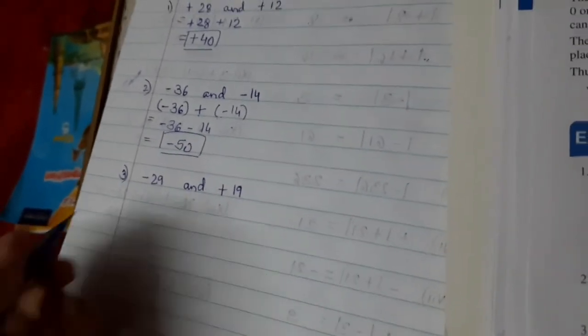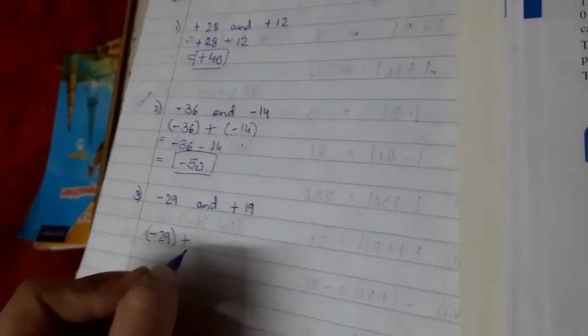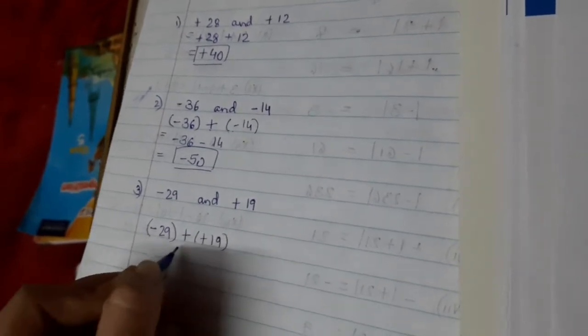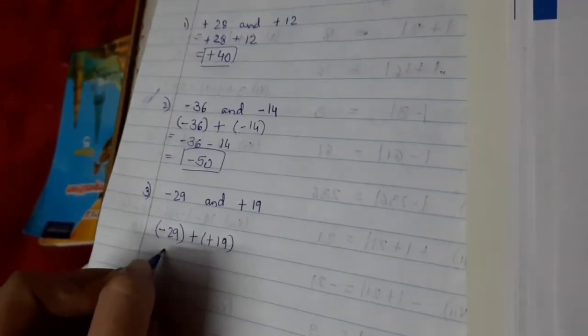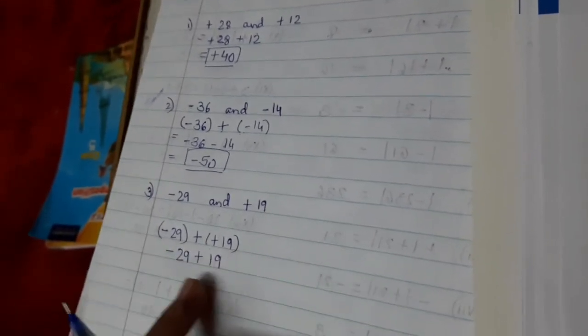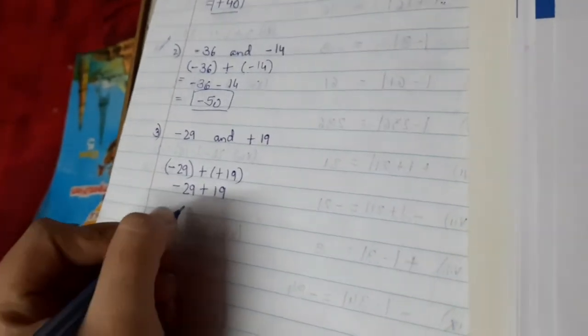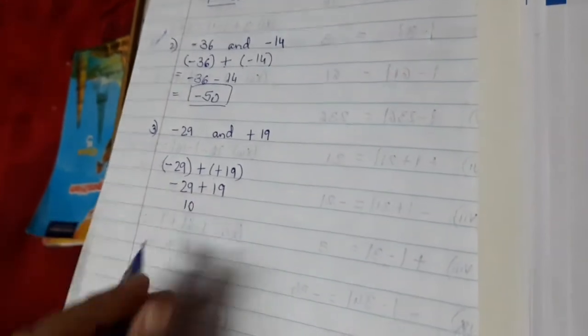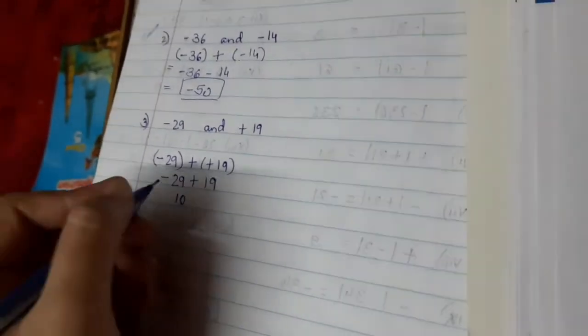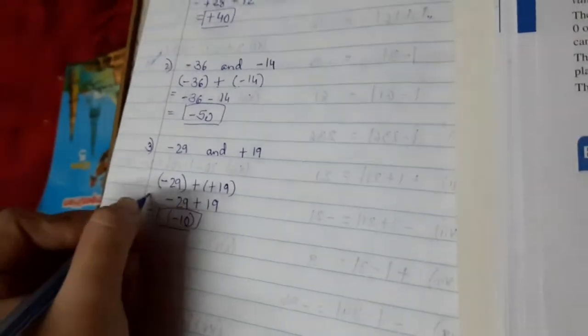Same way, next one, minus 29 plus 19. Here plus will give you plus only. So minus 29 plus 19. Now plus minus minus. So 29 minus 19 will give you 10, and the sign will be of the greater digit. So minus 10 is your answer. Clear? So you can try the remaining sums on your own.